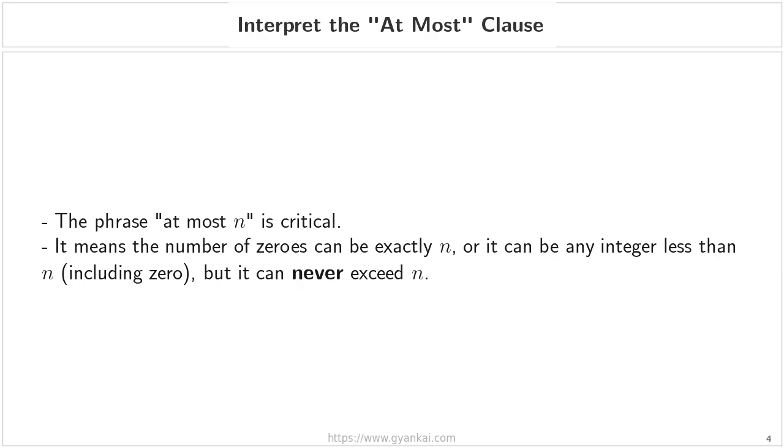However, the most important part of this rule is that the number of zeros can never, under any circumstances, exceed n. So, while the degree tells us the maximum potential, it doesn't guarantee that every single potential zero will actually appear on our graph.